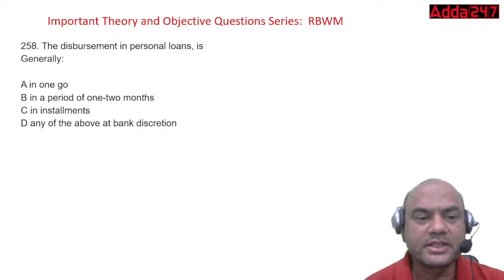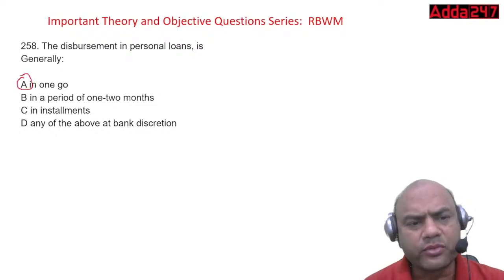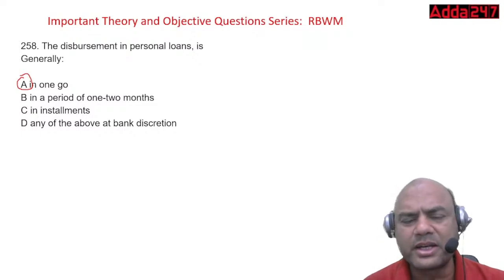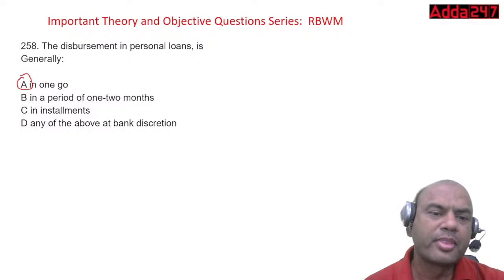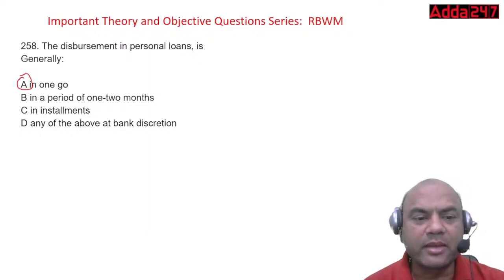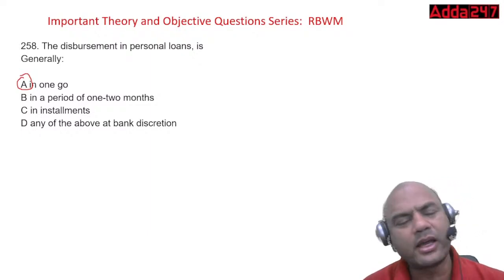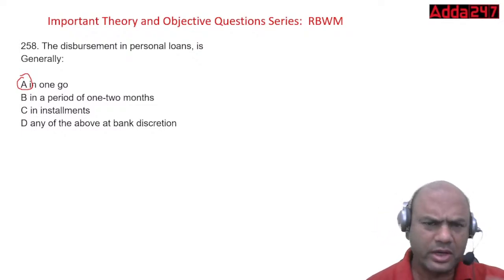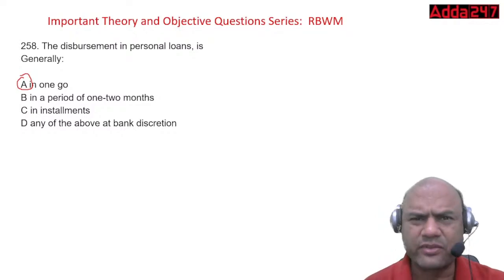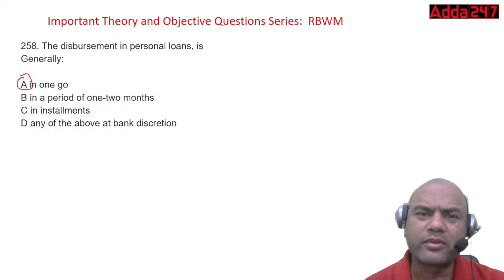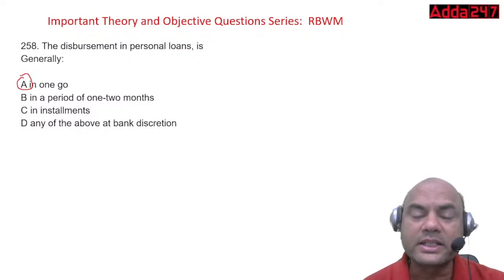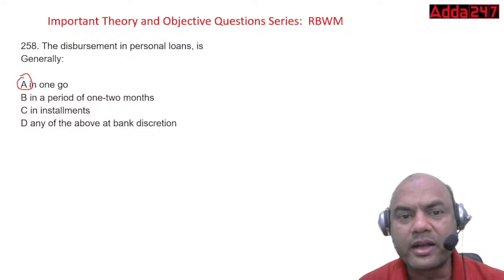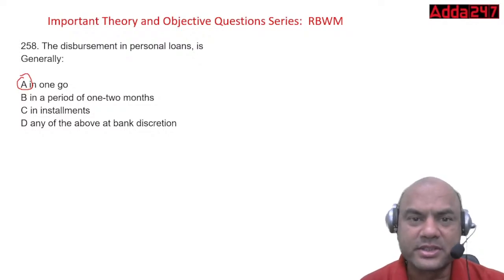All of you are typing this as A, in one go. Of course, now the majority of the banks give this in one go only, but it's not compulsory. It can be 1 to 2 months, it can be in installments, anything. Suppose I am the customer, I require a personal loan, but I don't require it right now. I require some part of it now and some part of it later. So why should I pay the interest immediately? Interest is always charged on what amount? Interest is charged on that amount which is disbursed.